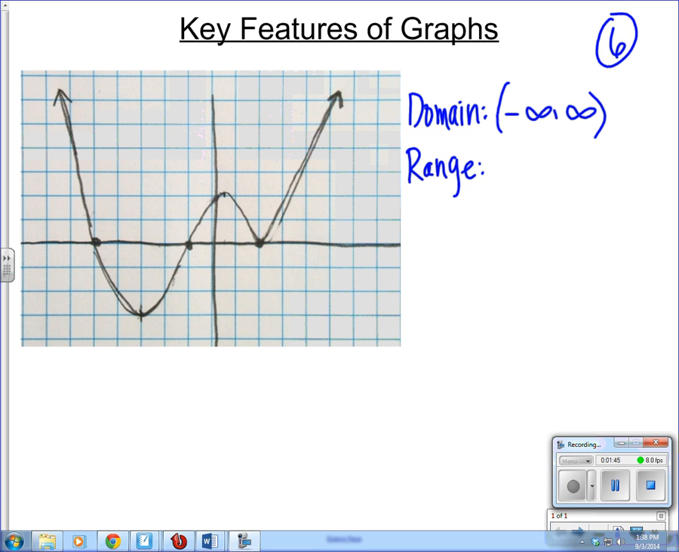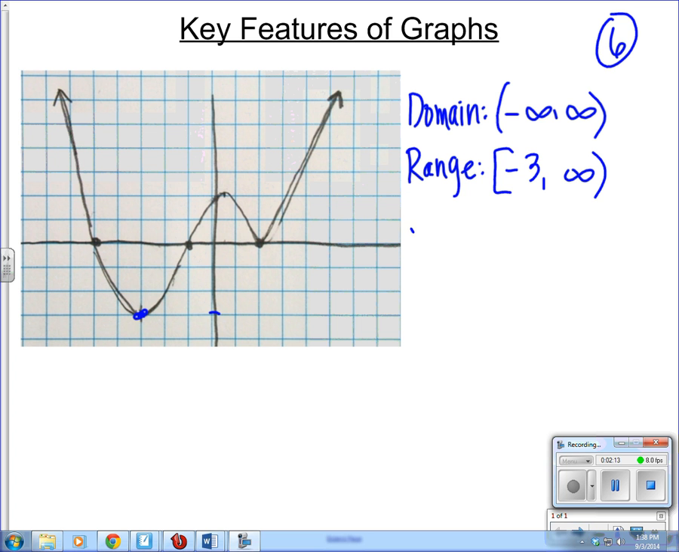Yes, which point? Right here, which is what on the y-axis? -3, right? So the range goes from -3, and since it actually will touch that -3, then we're going to use a bracket. So the range goes from -3 to infinity, right? Because it will go up forever.